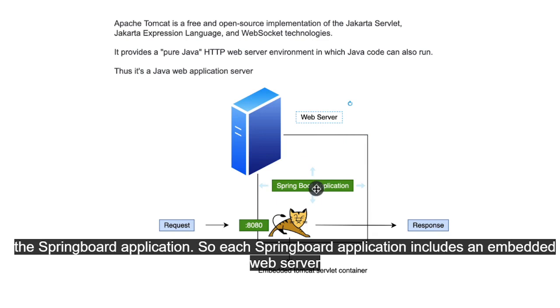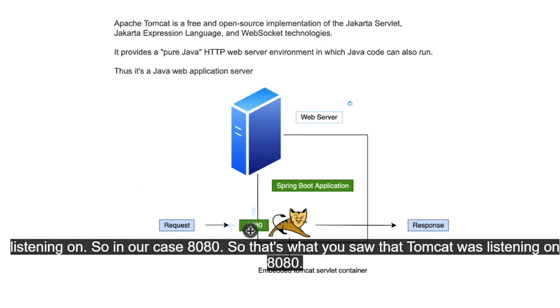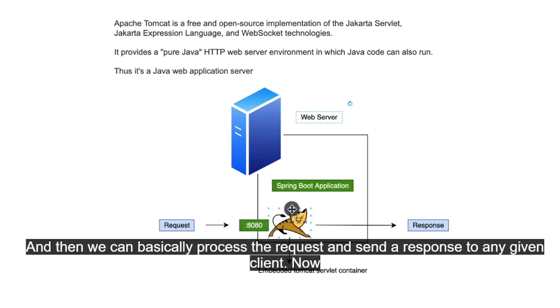So each Spring Boot application includes an embedded web server, which means that anyone can send requests on a given port which the servlet container is listening on. So in our case, 8080. So that's what you saw, that Tomcat was listening on 8080. And then we can basically process the request and send a response to any given client.